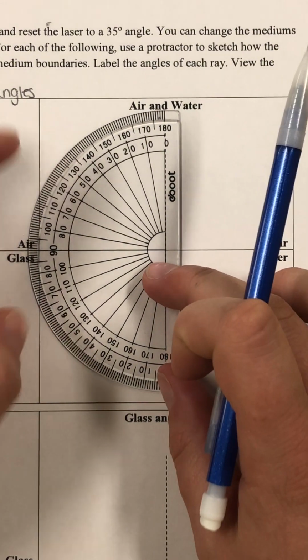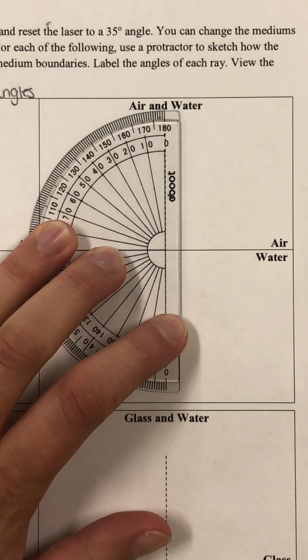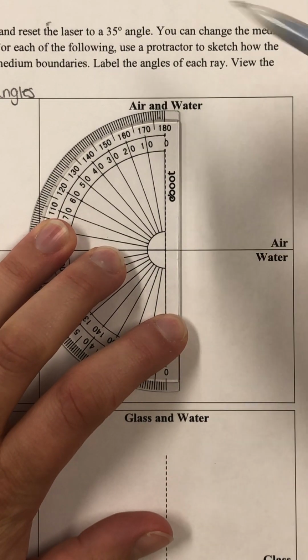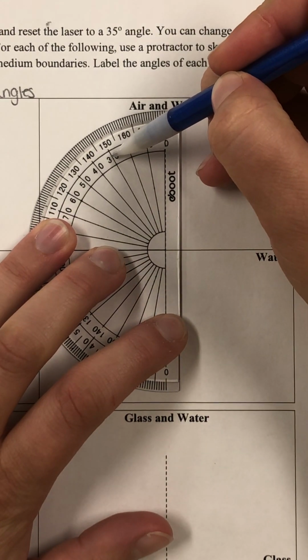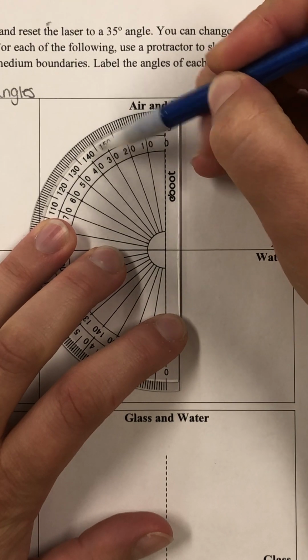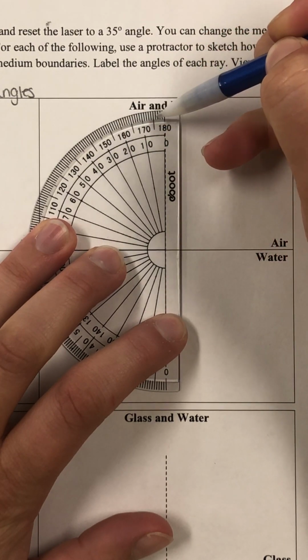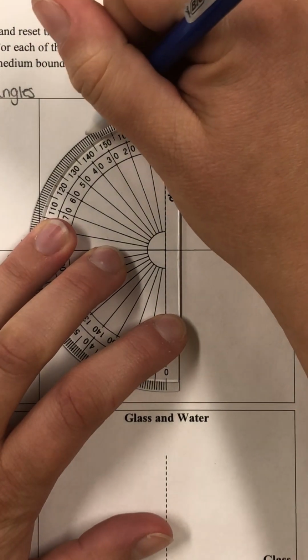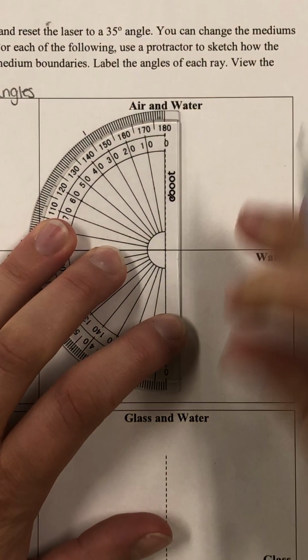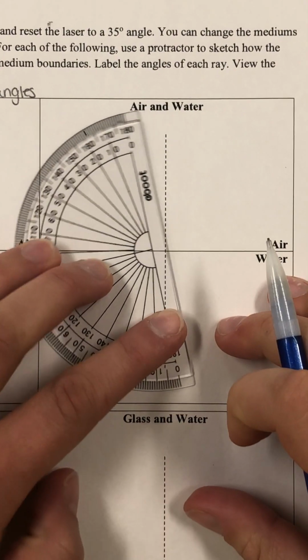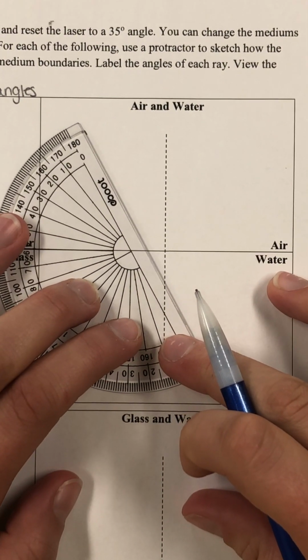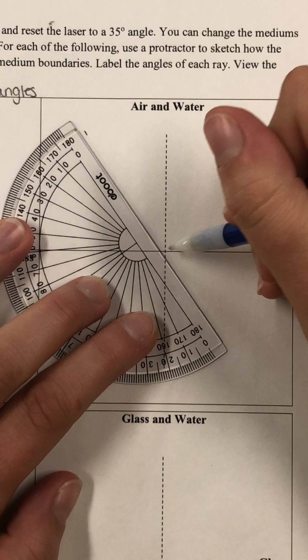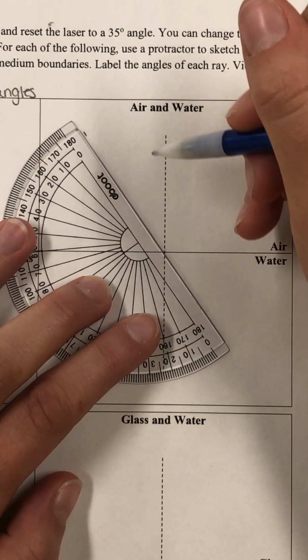Try your best. Since the angle of incidence is 35 degrees, I'm going to find the 30 in the smaller numbers. These outer marks are all equal to 1. We're going to use those as well. 35. Make a little mark on your paper. You're then going to make a line from that mark to where the normal and the boundary meet.